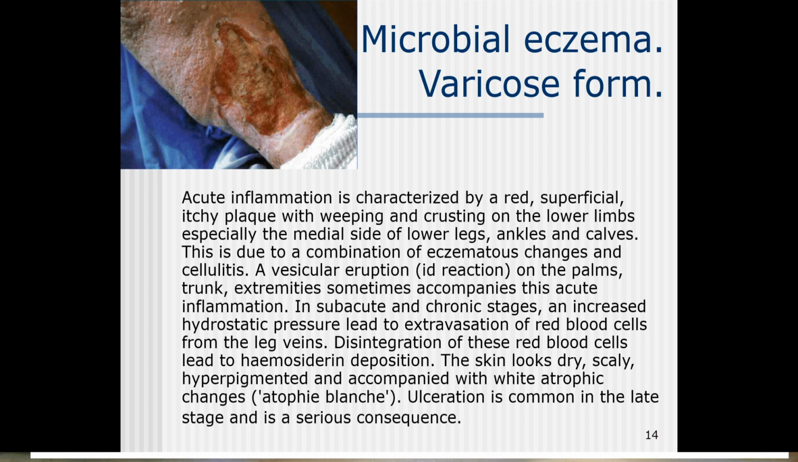This is due to a combination of eczematous change and cellulitis. A vesicular eruption on the palms, trunk, and extremities sometimes accompanies this acute inflammation. In the subacute and chronic stage, increased hydrostatic pressure leads to extravasation of red blood cells from the leg veins. Disintegration of these red blood cells leads to hemosiderin deposition.